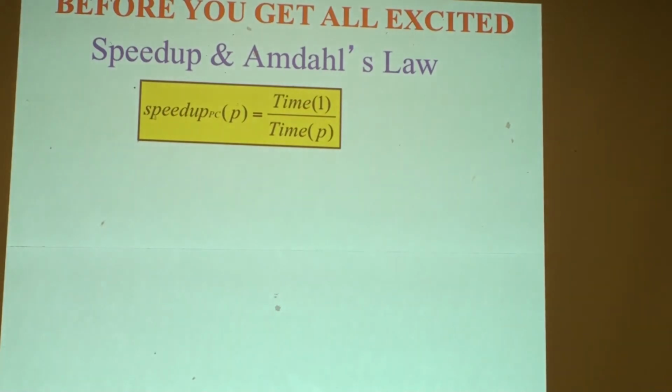But before we get all excited about these hundreds of thousands and millions of cores, there's something called speedup. What we'd like is that when we go to 1,000,000 cores, our program runs 1,000,000 times faster. That's called a linear speedup.